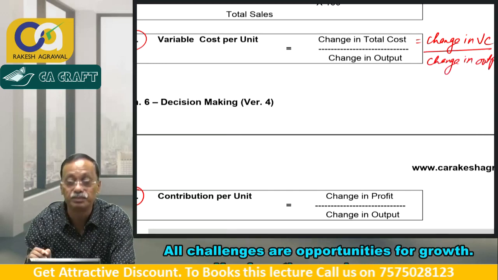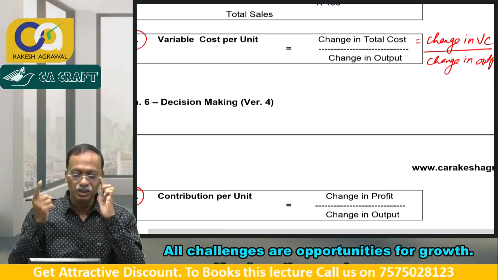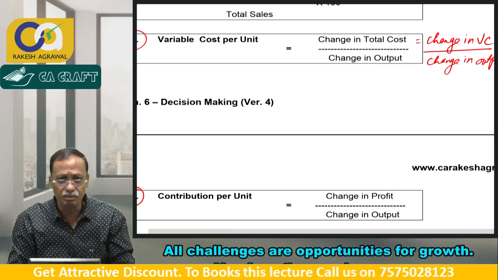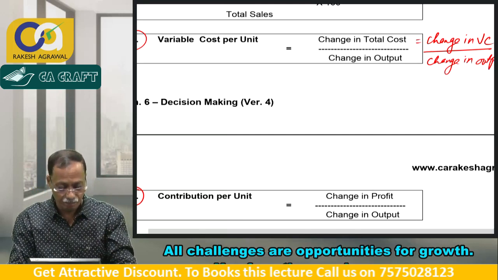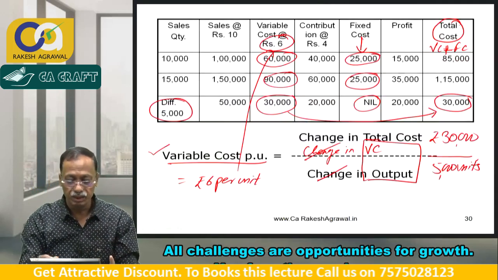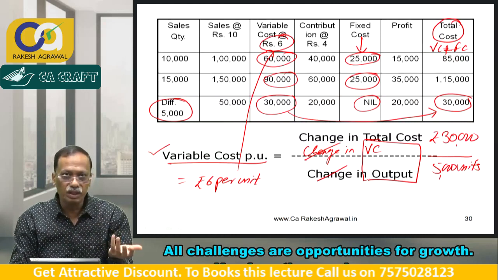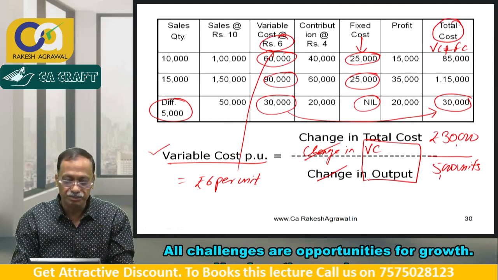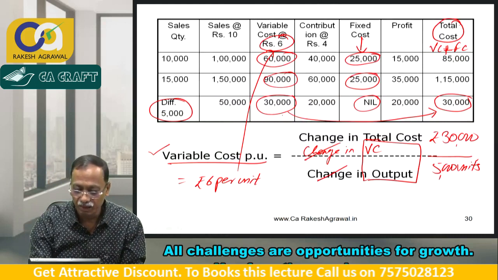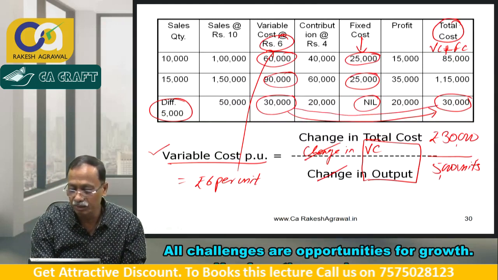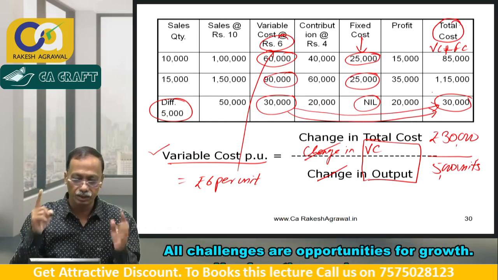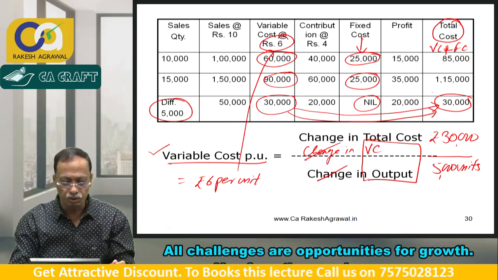This is the logic. Change in total cost is indirectly change in variable cost. Getting it? Understood the logic? And just to prove this, I have taken the data, because if I only discuss theoretically, you may not agree with me. So you can see the entire change in variable cost has resulted in change in total cost also.